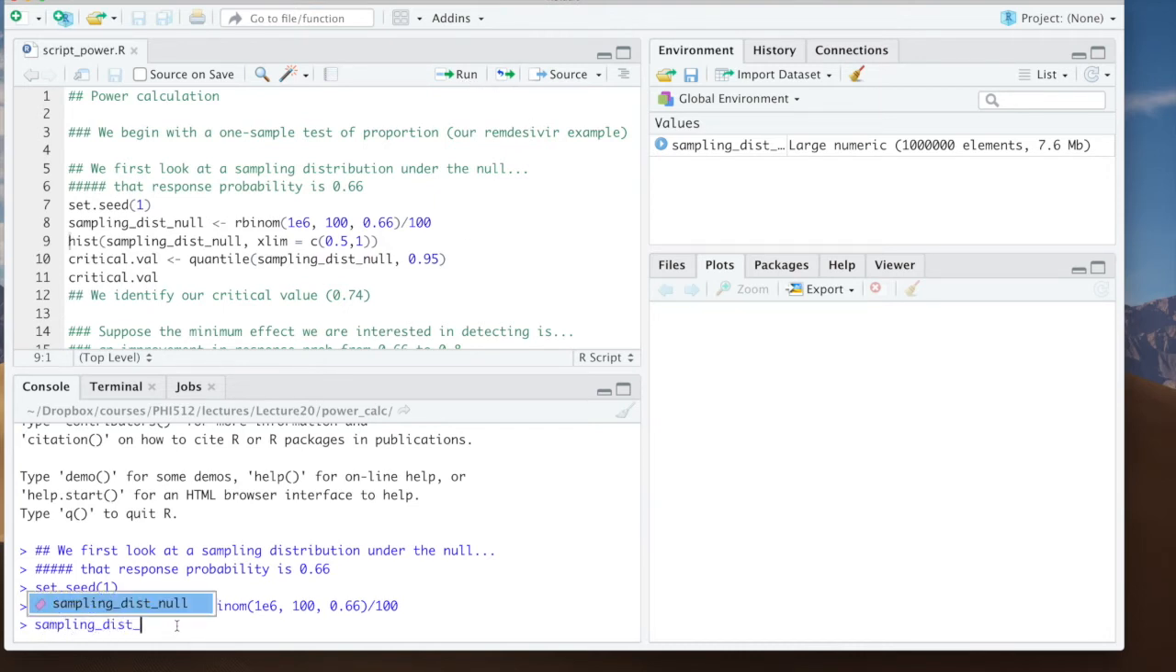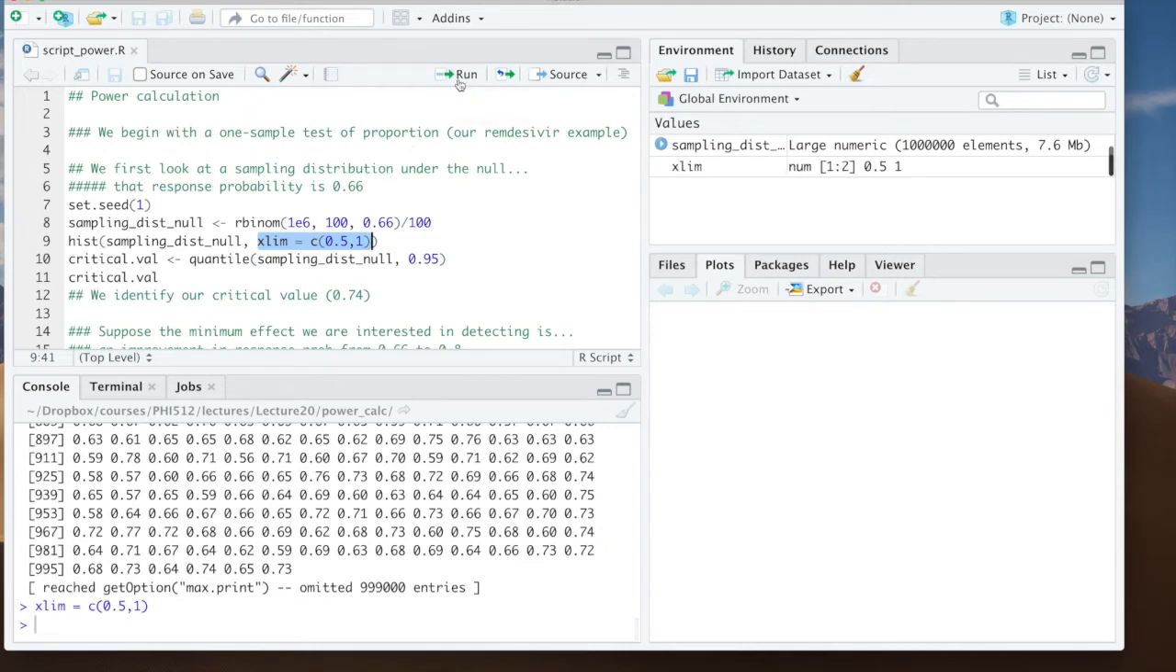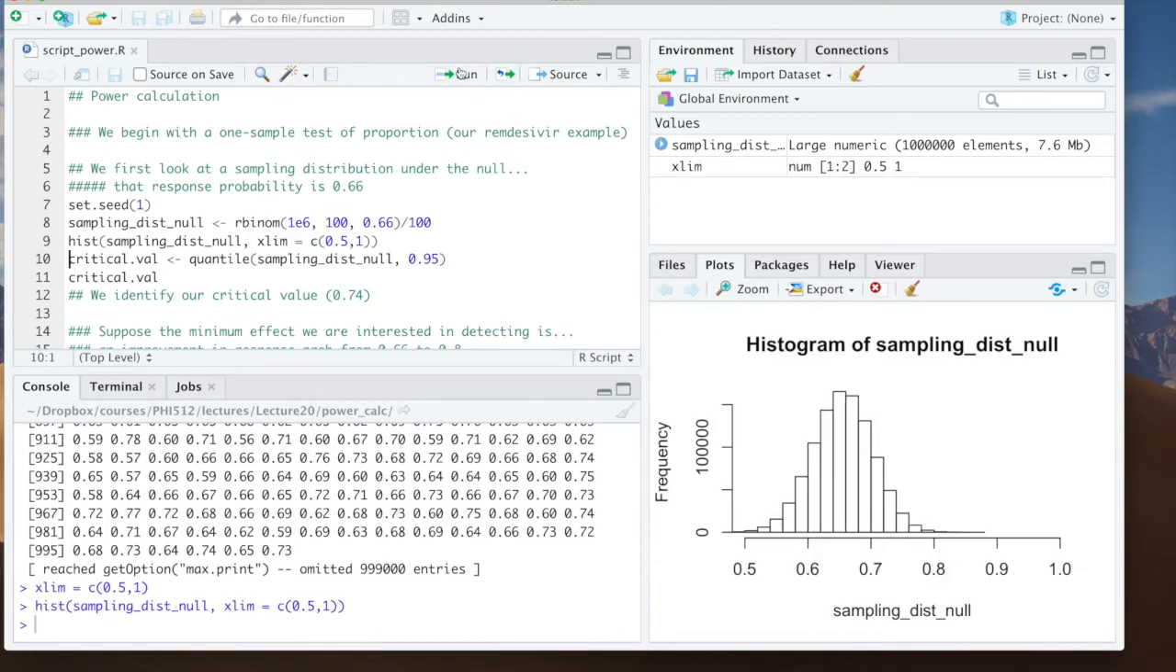I can look at that, and what we see is it's a lot of numbers, right? It's just all these different proportions, one for each trial that we ran. So we can now look at a histogram of this, and I have this optional argument for xlim telling me what the x limits of my histogram are. I want to use this in the future to compare this null sampling distribution to the alternative sampling distribution we're going to engage with.